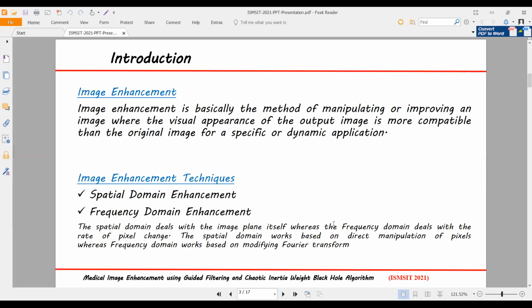So first, I want to explain what image enhancement is. Image enhancement is basically the method of manipulating or improving the image, so that the visual appearance of the output image is more suitable than the original image for a specific application. We have two different techniques for image enhancement: spatial domain enhancement and frequency domain enhancement. The difference is that the spatial domain deals with the image plane itself, whereas the frequency domain deals with the rate of pixel change. Here in our work, we use the spatial domain.